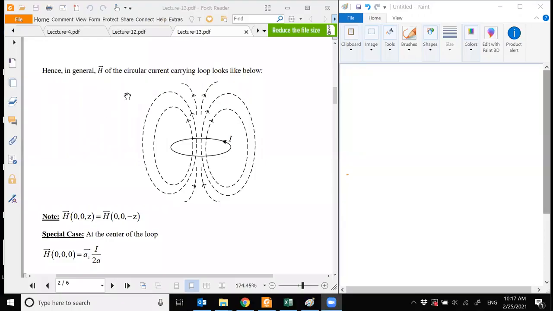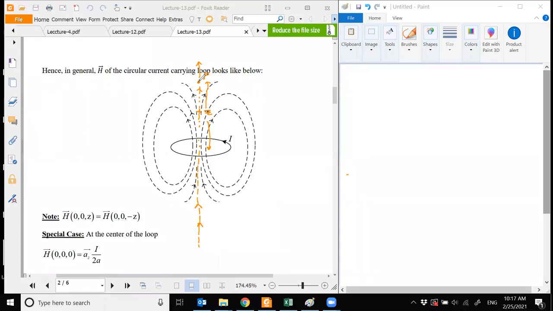So if you are exactly on the z-axis, if this is my center, and if this is my point P, which is at a height of z, then here the field will be just like this. It will be going just like this. And here also it will be the same. It will be going like this.